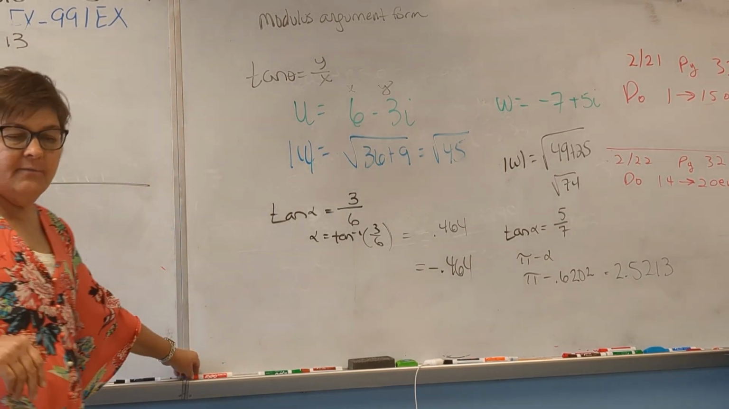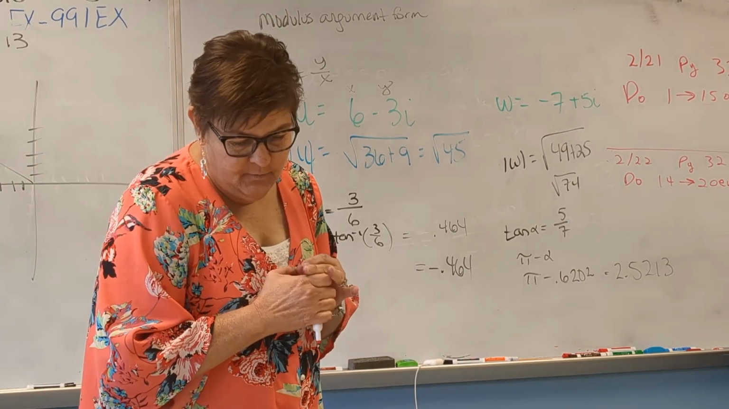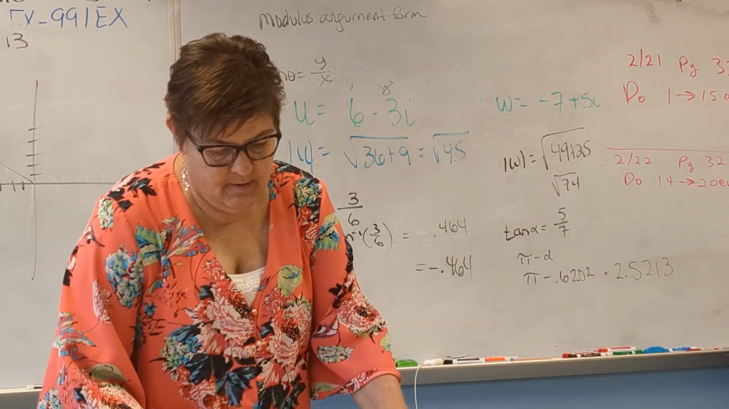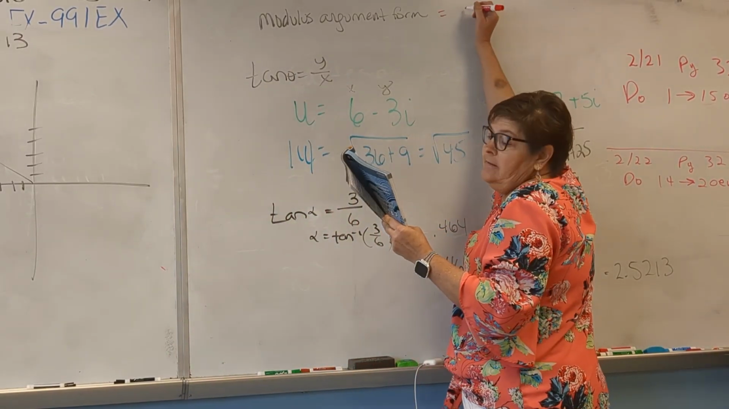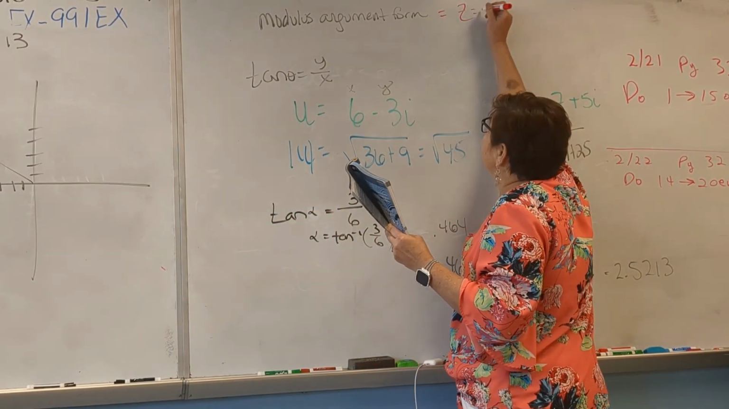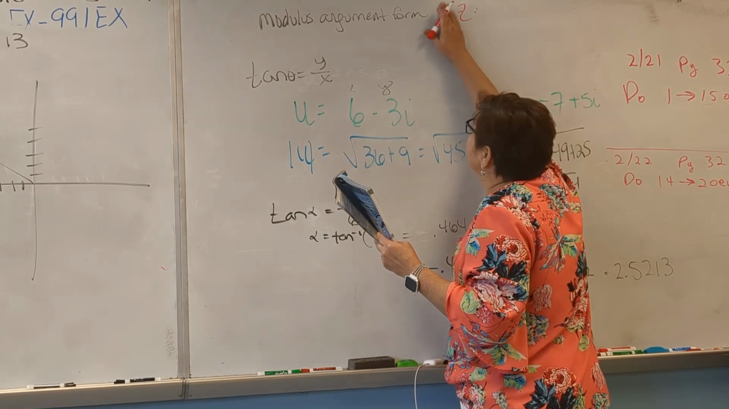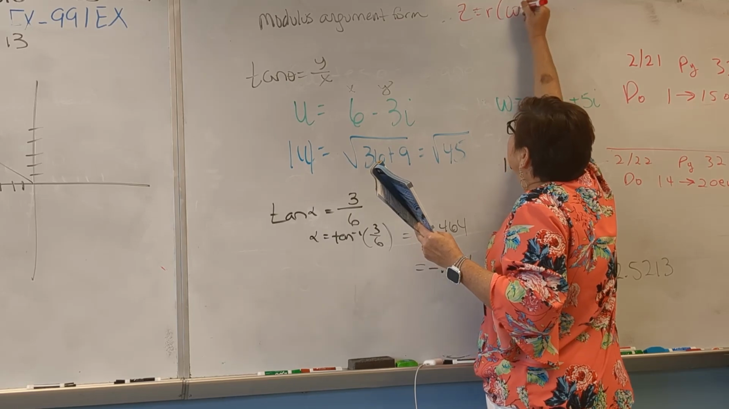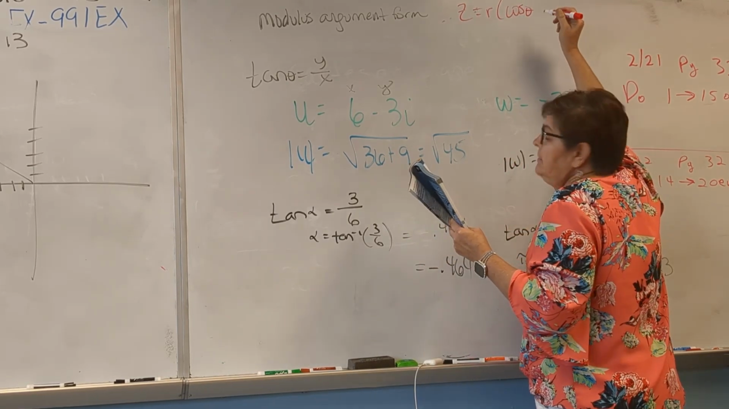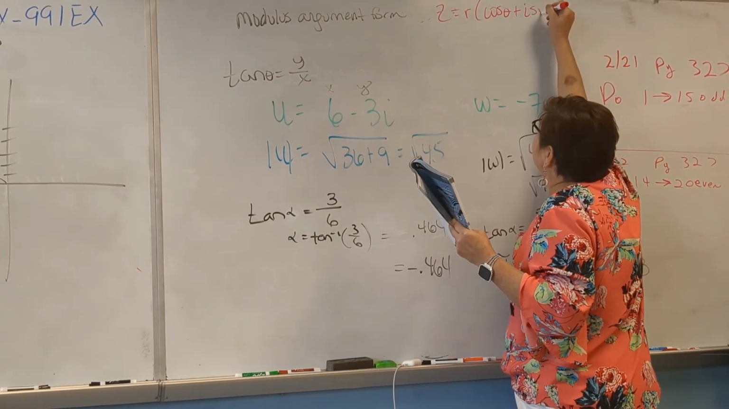So the last part of this step is to use this little formula. Write it out for you. It is z is equal to r times cosine of theta plus i sine of theta.